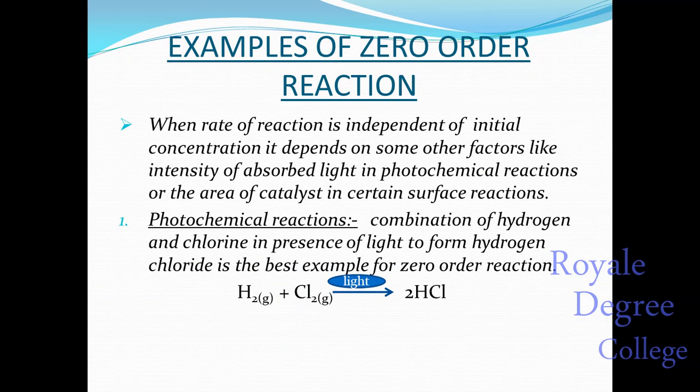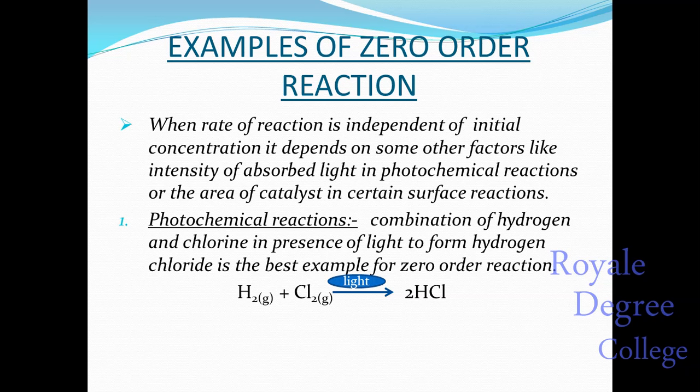Now examples of zero order reaction. When the rate of reaction is independent of initial concentration, it depends on some other factors like the intensity of absorbed light in photochemical reactions or the area of catalyst in certain surface reactions. First of all, we'll see the photochemical reactions, meaning the chemical reaction takes place in the presence of light. Combination of hydrogen and chlorine in presence of light to give hydrogen chloride is the best example for zero order reaction.